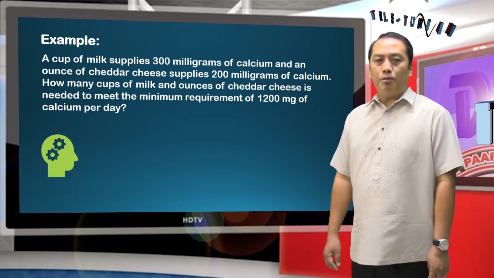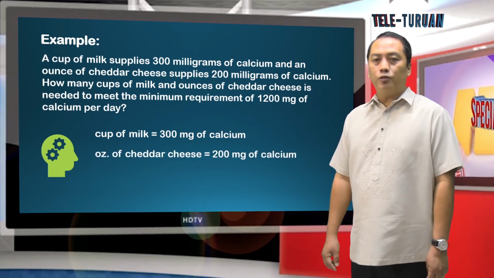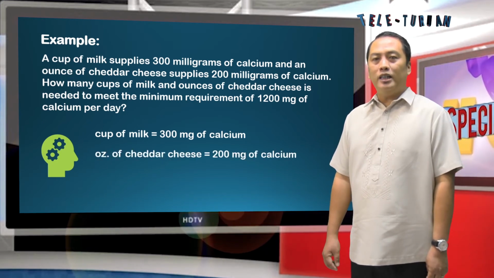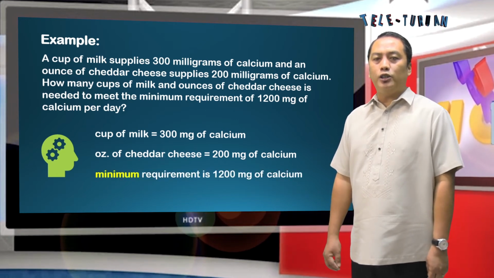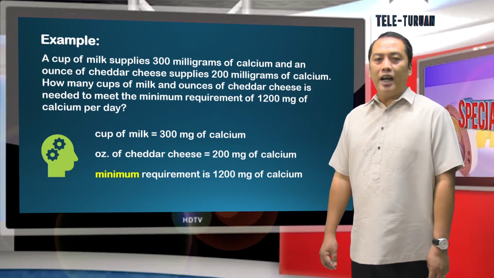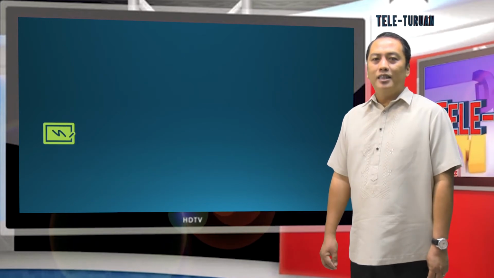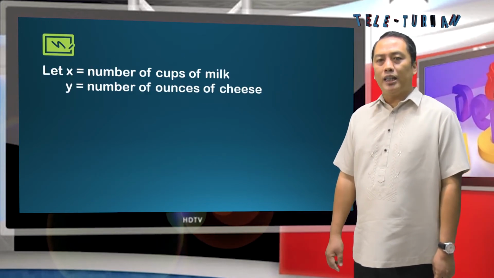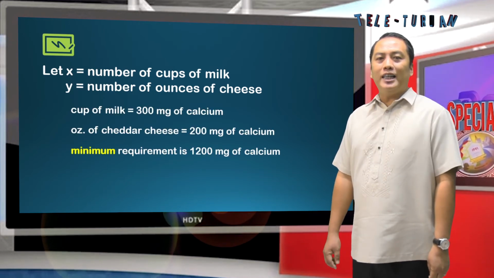Analyze. A cup of milk is equal to 300 milligrams of calcium. An ounce of cheddar cheese is equal to 200 milligrams of calcium. We need 1,200 milligrams of calcium on the minimum per day. Minimum means greater than or equal to. Translate and write. Let x be the number of cups of milk and y be the number of ounces of cheddar cheese. We can now write the inequality.